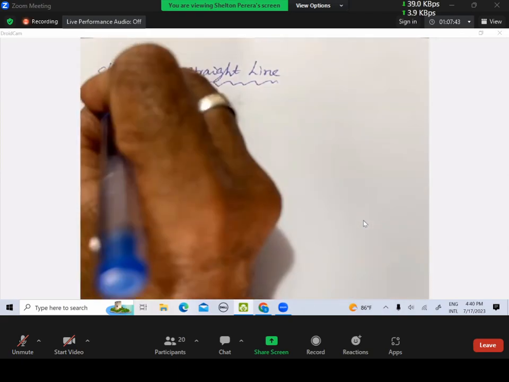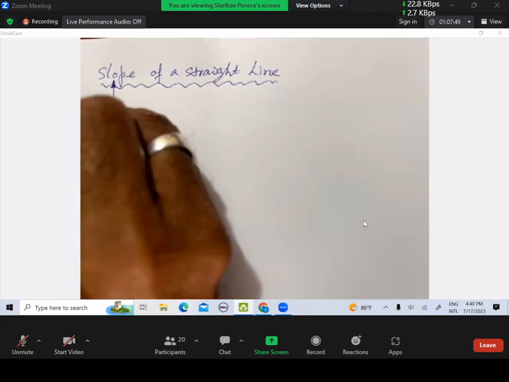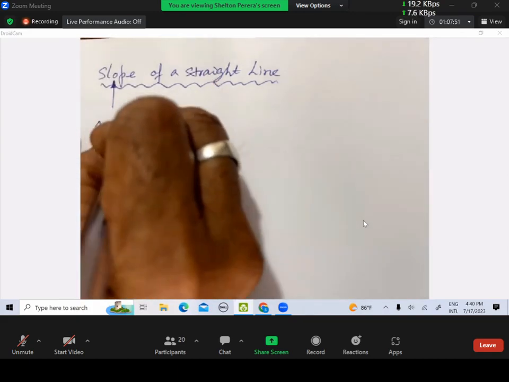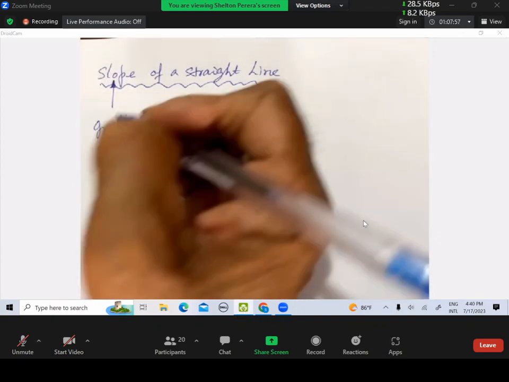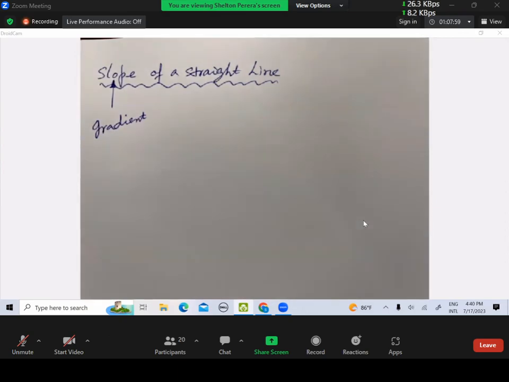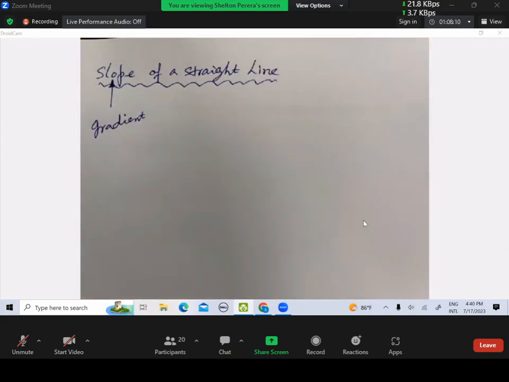Another word for slope is gradient. It is a measure of the steepness of a line. Measure of steepness, gradient or slope. When we say slope, you understand it is like the slope of a hill. It is a measure of the inclination to the horizontal. So, slope of a straight line.